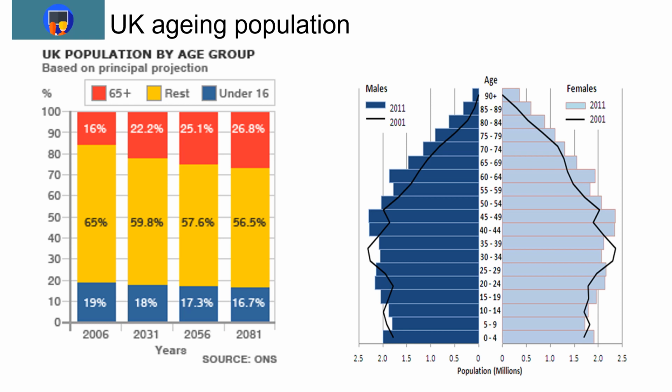So the number of people under the age of 16 is predicted to decrease, and the number of people over the age of 65 is predicted to increase. You'll also notice that the percentage of people in the working population is predicted to decrease from 65% in 2006 to 56.5% in 2081. Pause the presentation for a few minutes whilst you summarise what this graph shows.